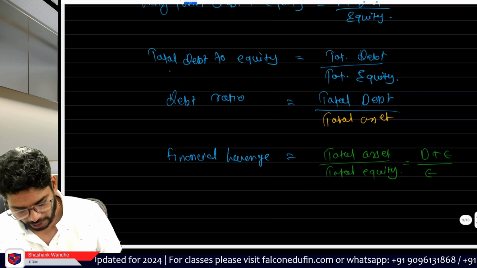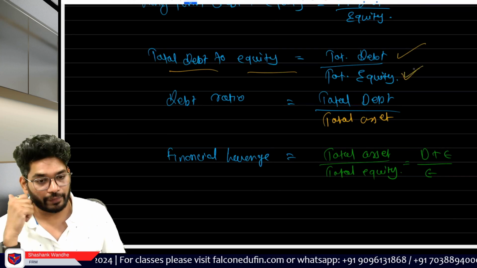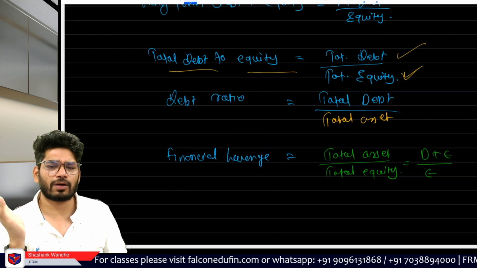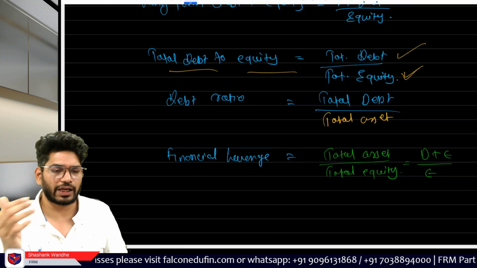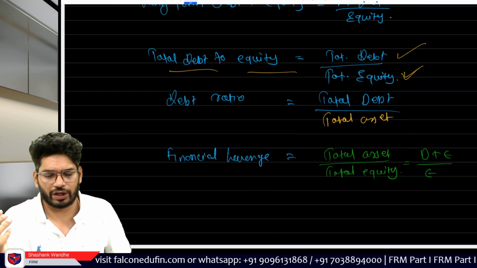Now next is the total debt to equity. So you have the total debt here, and then we have the total equity. Very simple formula: total debt to equity is total debt divided by total equity. Here we are considering the short-term and long-term debt both, and equity is equity only.